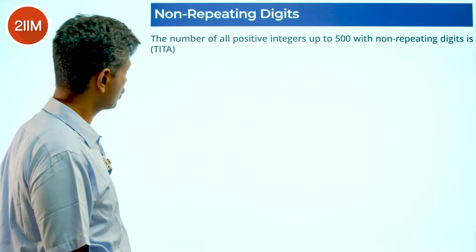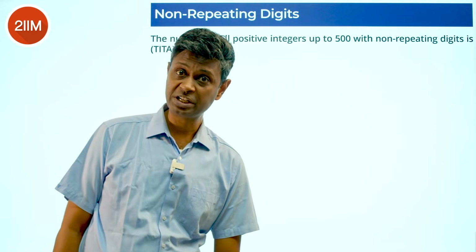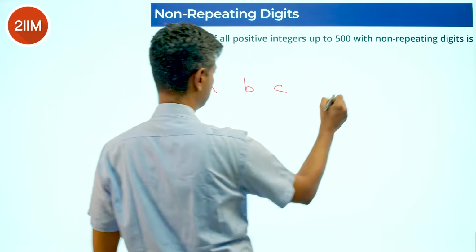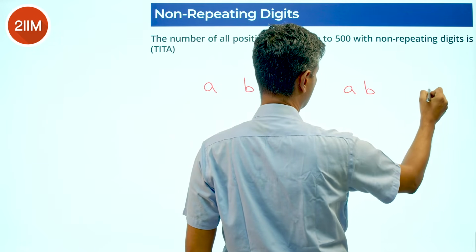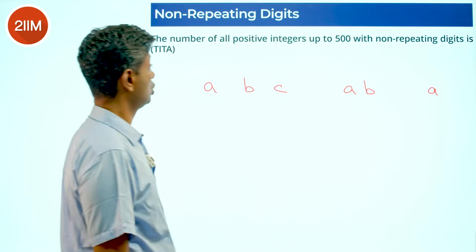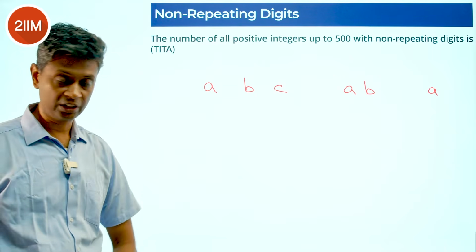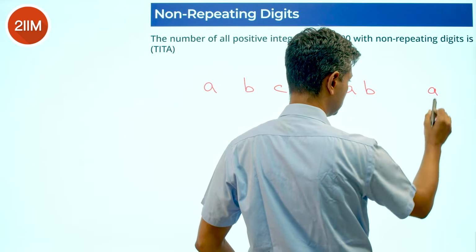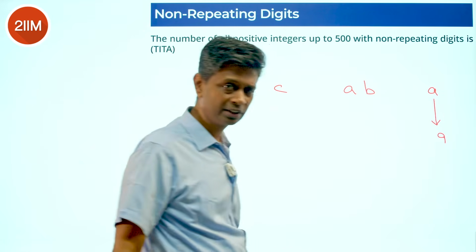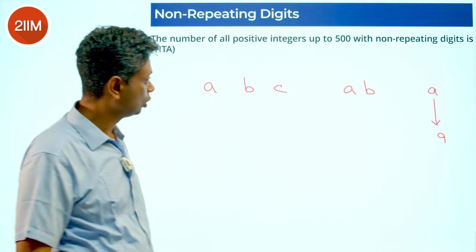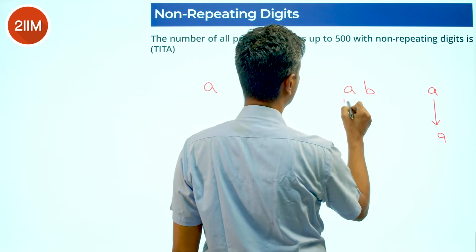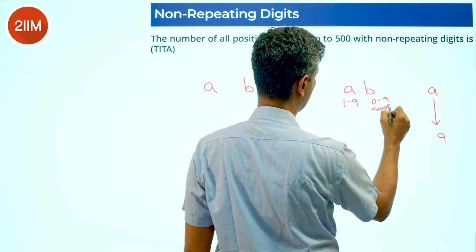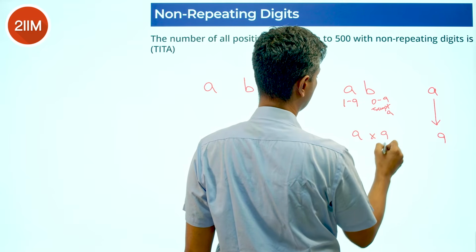The number of positive integers up to 500 with non-repeating digits. I want to think of this as A, B, C, 3-digit numbers, A, B, 2-digit numbers, A, single-digit numbers. Positive integers up to 500. Right, so first of all, single-digit numbers, there are 9 of them, 1, 2, 3, 4, 5, 6, 7, 8, 9. Right. 2-digit numbers, A can go from 1 to 9, and B can go 0 to 9, except A, 9 into 9, 81.